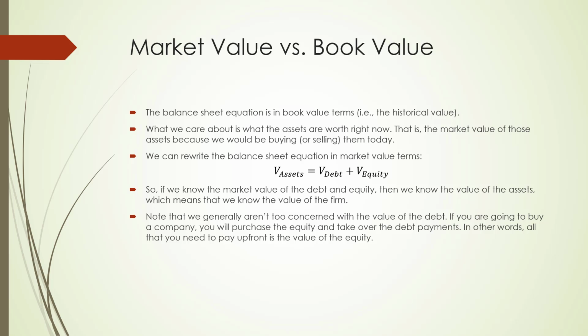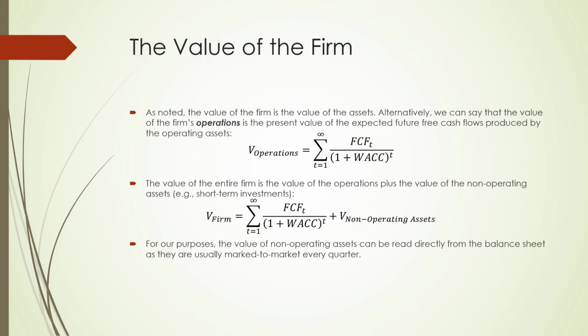So the market value of the assets equals the market value of the debt plus the market value of the equity. Now, one important thing to be aware of is that we, generally speaking, don't care very much about the value of the debt. And the reason is very simple. If you're going to buy a company, you're going to pay for the equity and assume the debt. In other words, you're going to take over the debt payments. So you don't need to come up with the cash to pay off all of the debt. All you need is the cash to purchase the equity. Now, the value of the firm is the value of the assets, and the value of the assets is the present value of the cash flows that they're going to produce. And more specifically, the value of the assets or the operations of the firm is the present value of all of the future free cash flows that we expect to receive, discounted at the weighted average cost of capital.